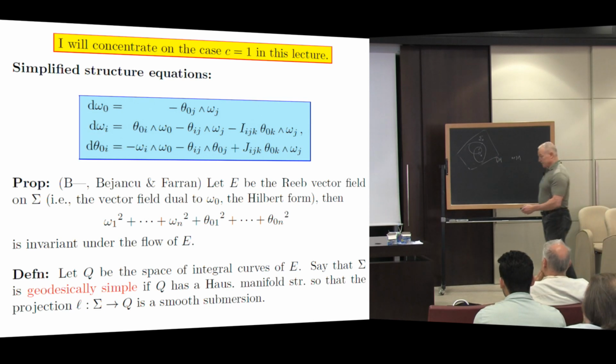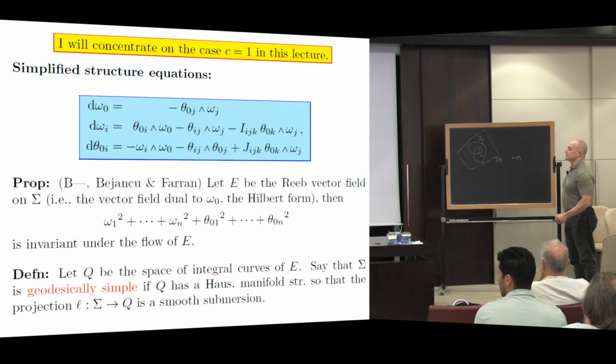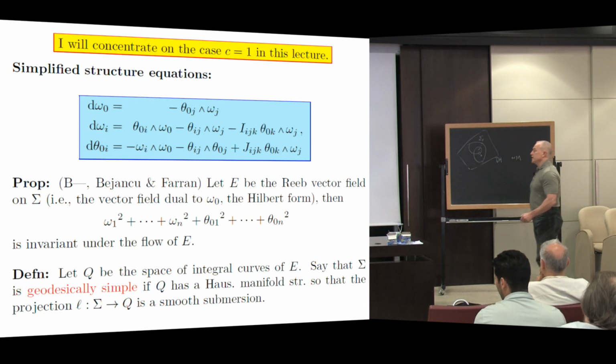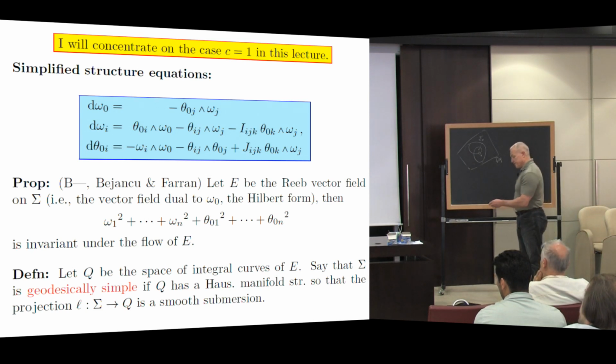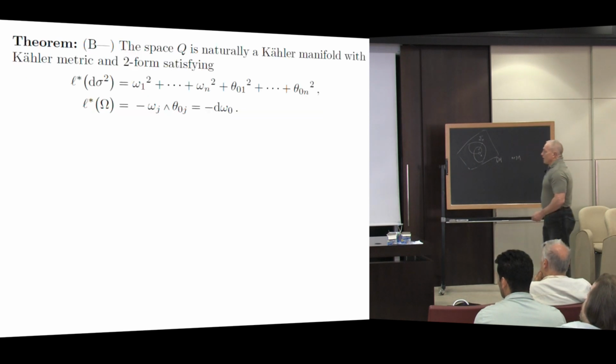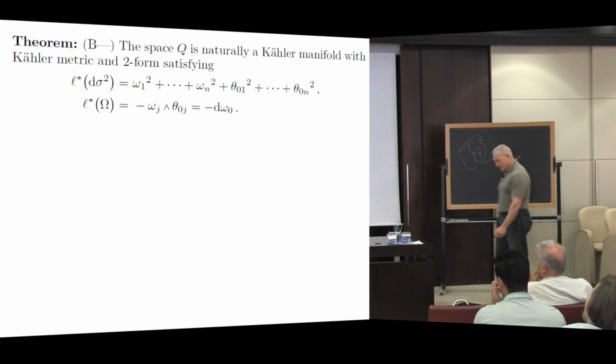For example, in the case of constant flag curvature on the sphere, the simplest possible case, this Q is exactly the space of oriented two planes in R^(n+2), and therefore it's the complex n-quadric. It has dimension 2n. Well, that connection with complex geometry actually persists even in the general case.